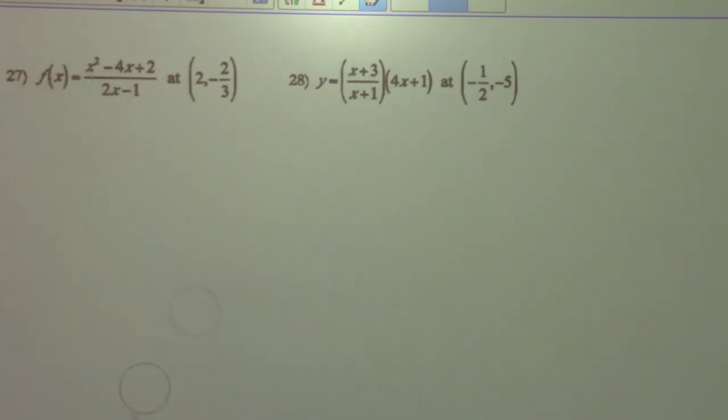Which is kind of a combination in a way, and you could do things a different way. You could simplify out. In fact, this is what I would do, I think. I would just multiply these numerators together. That's what I was thinking. So I get 4x squared, and then you'd get 12x plus 1x, so plus 13x, plus 3, all over x plus 1.